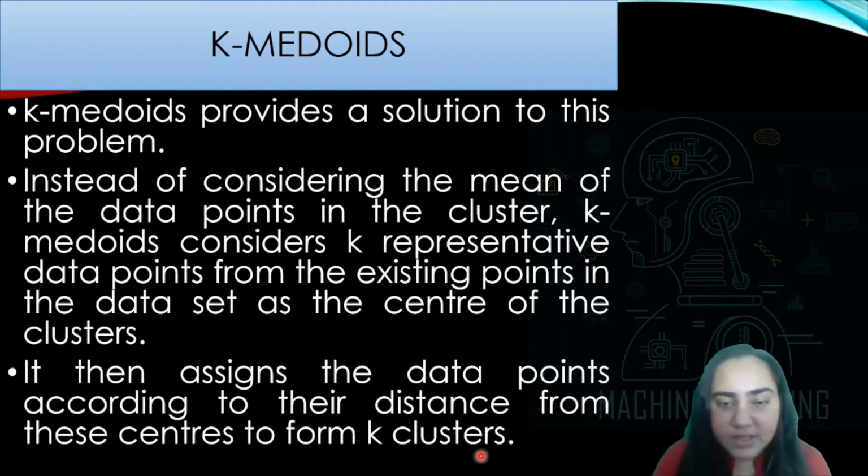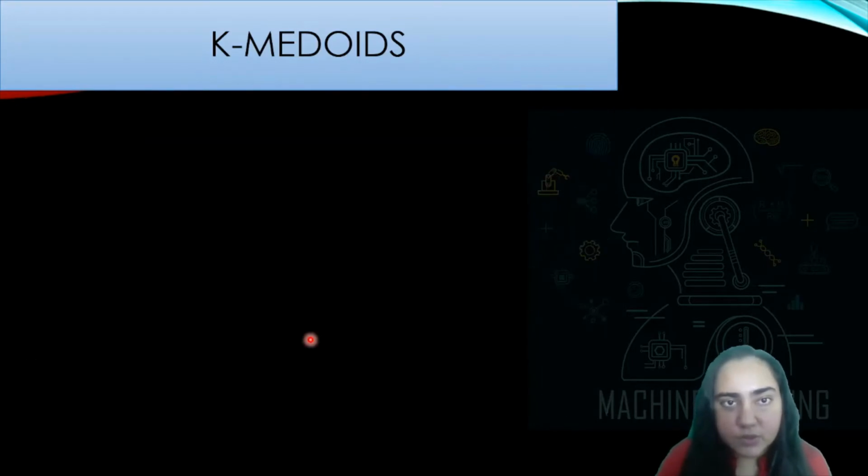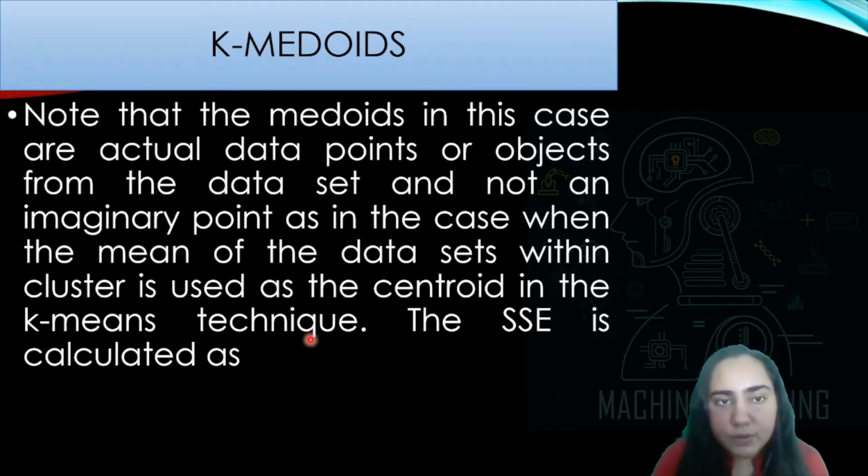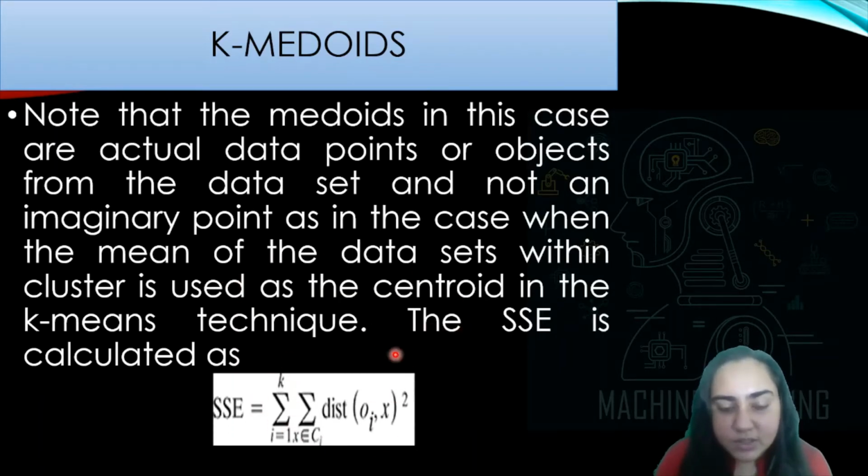Then it assigns the data points according to their distance from these data points that you have picked to form the clusters. Now here you have to note that the medoids in this case are actual data points or objects from the data set. They are not imaginary points like we selected in the k-means clustering algorithm. Now if you have to calculate the SSE, you can calculate it like this. The only difference between this formula and the one that we saw for the k-means algorithm is this: there we have CI, instead of that here we have OI.